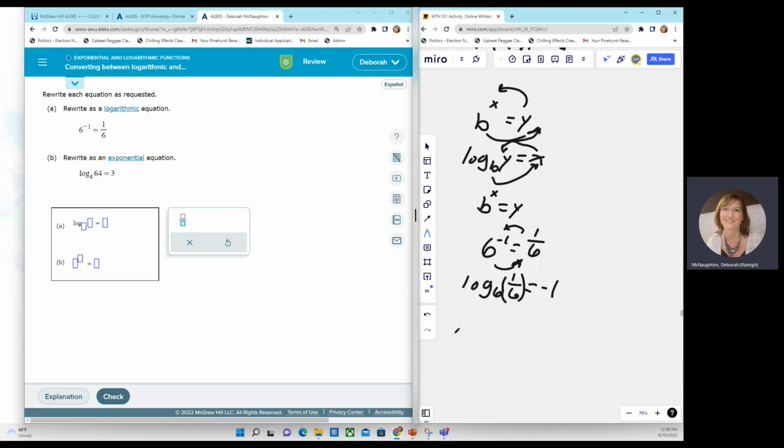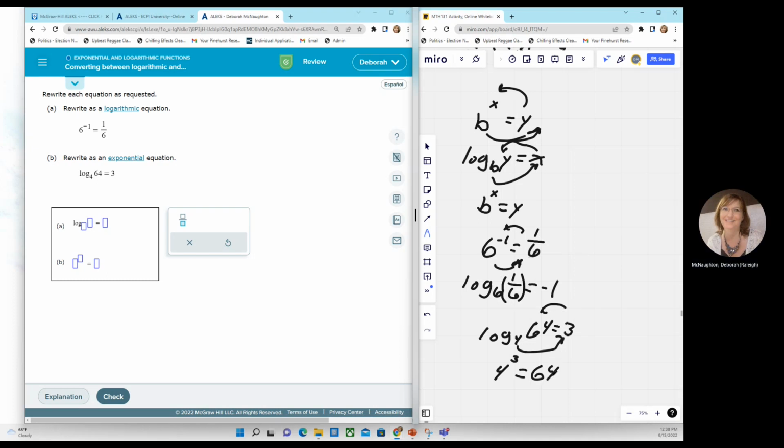And then when I want to rewrite log to the base 4 of 64 equals 3, I'm going to again start with my base, which is 4, go over to the other side to the third power equals, and then come back around to 64. 4 to the third equals 64.